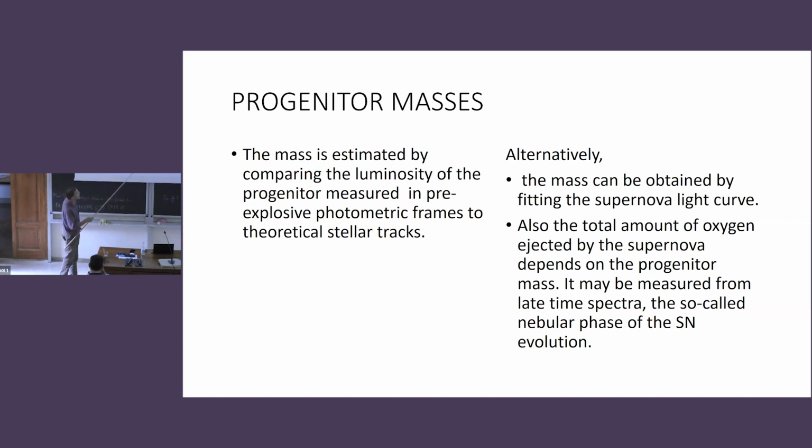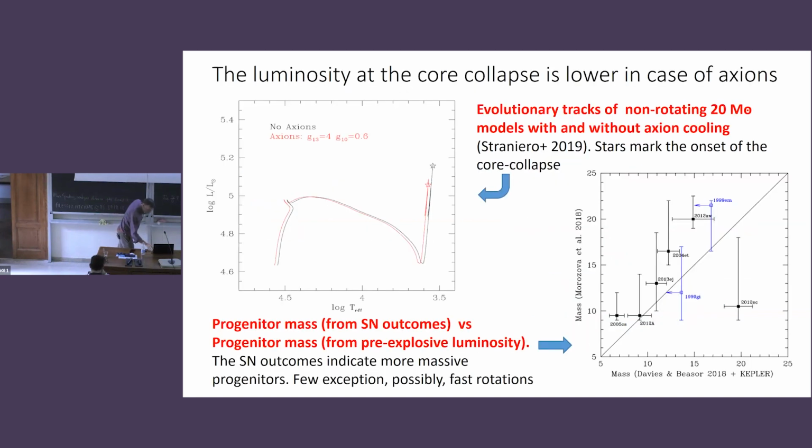So the mass of the progenitor affects the light curves. By fitting the light curves, we may estimate the mass and also the chemical yields, in particular the oxygen yield, which is observed in the nebular phase, so at late times, and depends on the mass. And so these are two other independent ways to measure the mass. Unfortunately, only for a few supernovae is this possible.